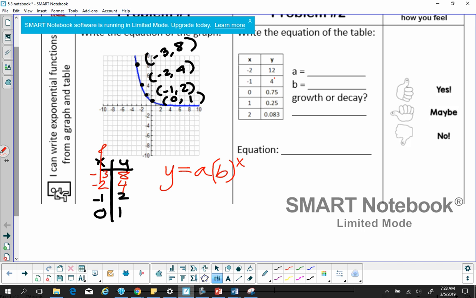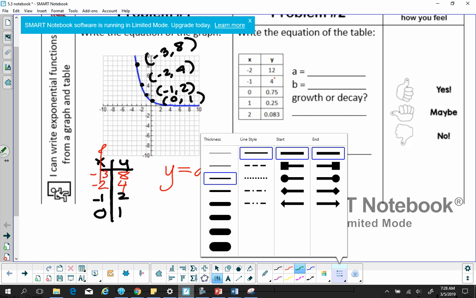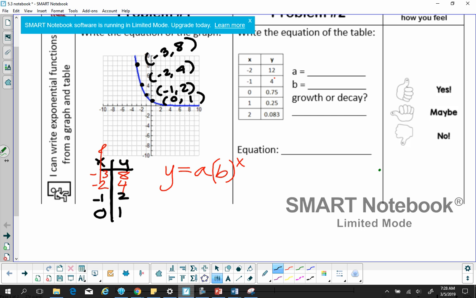Now, who can tell me what the pattern is? What are they multiplying by for the y? This one's a little tricky. What are they multiplying by? By 1/2. Awesome. So we're multiplying by 1/2. So would that be my A or my B? My B.